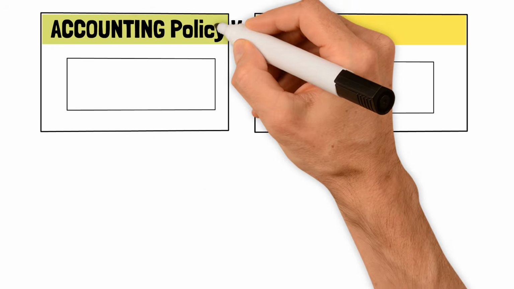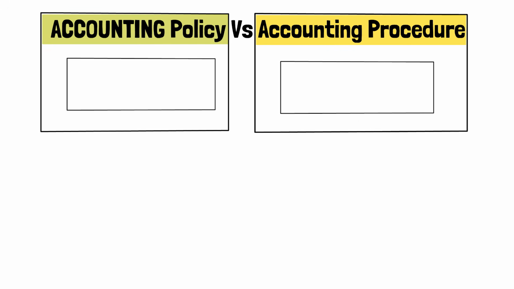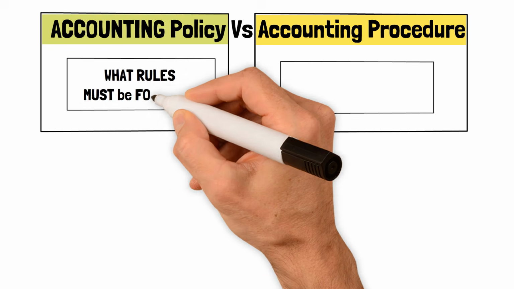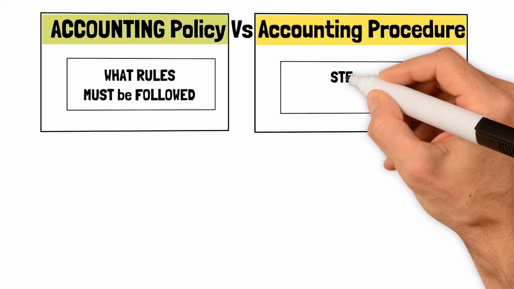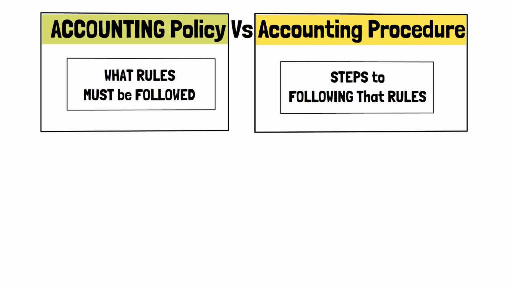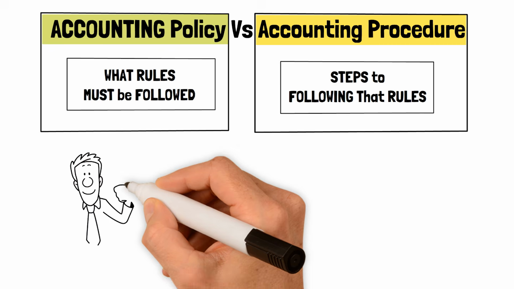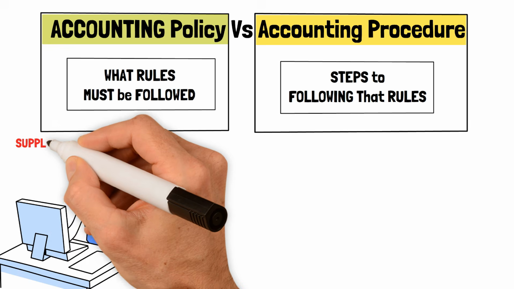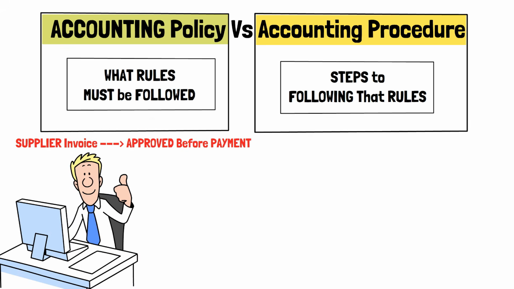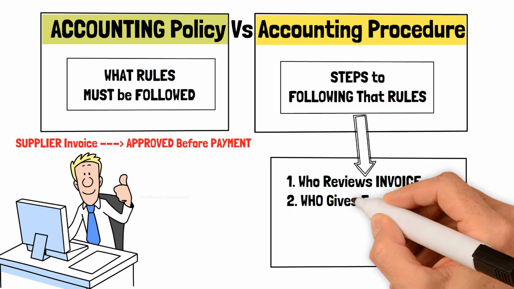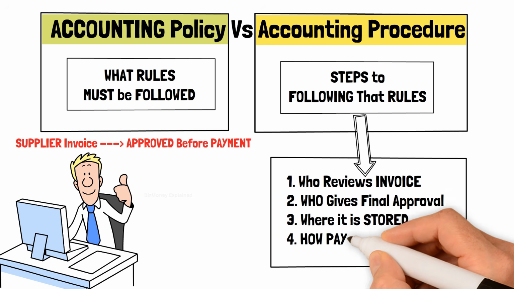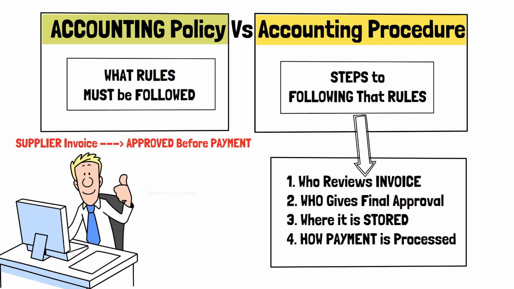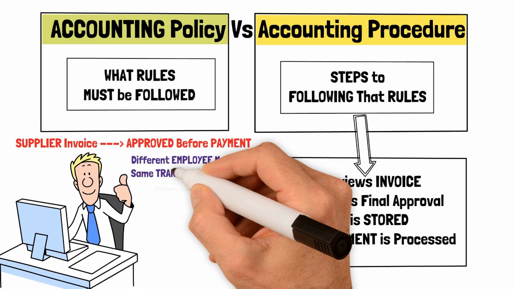It is also important to understand the difference between an accounting policy and an accounting procedure. An accounting policy tells you what rule must be followed, while an accounting procedure explains the steps for following that rule. For example, your accounting policy might say that every supplier invoice must be approved before payment. The accounting procedure would then explain who reviews the invoice, who gives final approval, where it is stored, and how the payment is processed.